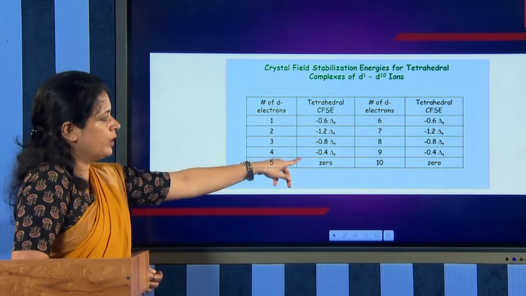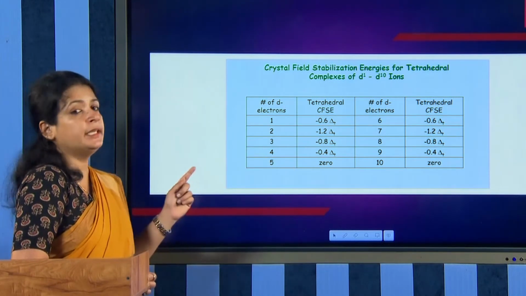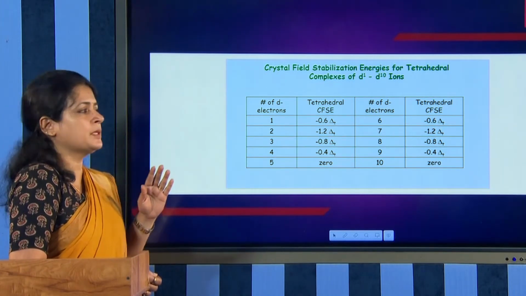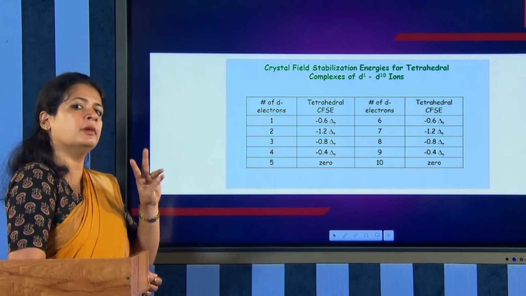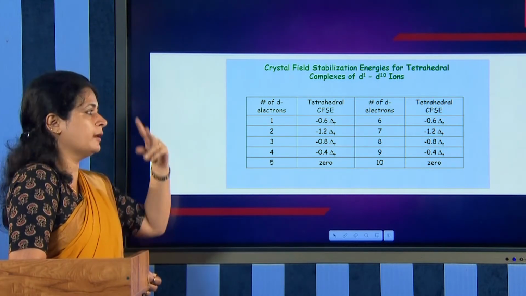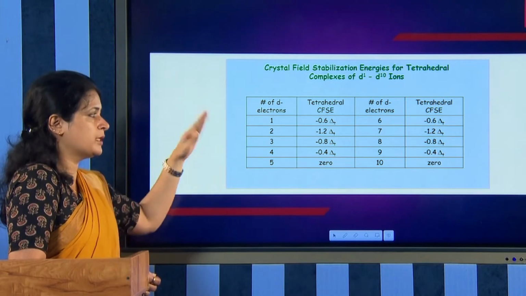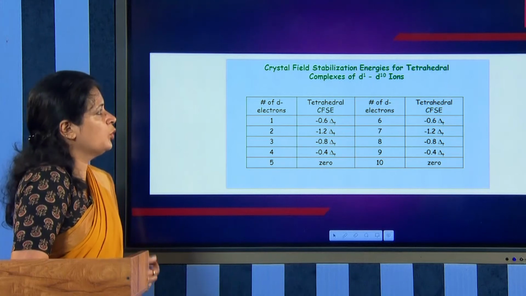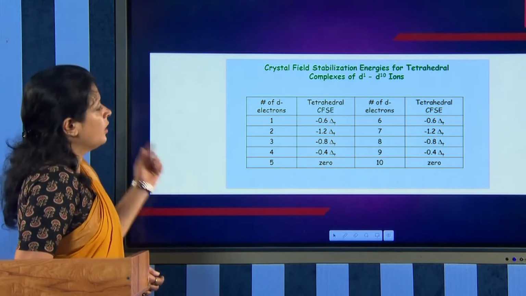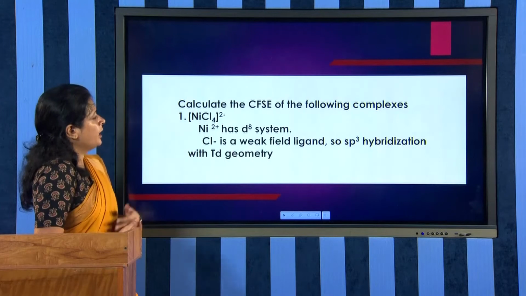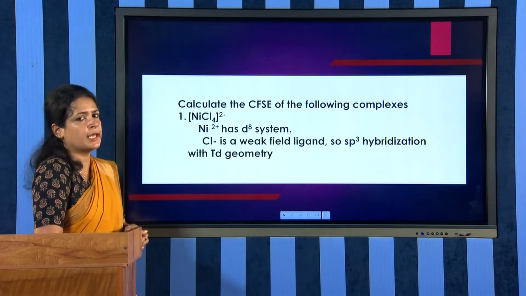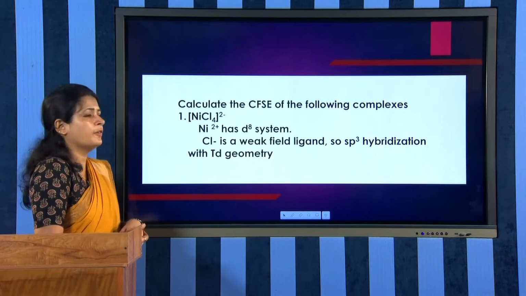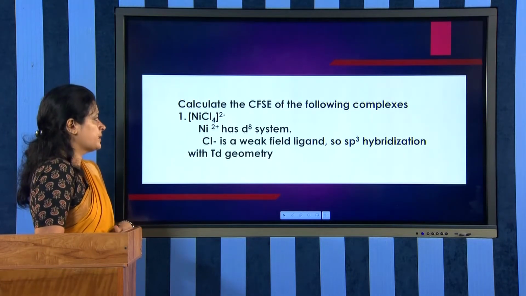And also when we look at the CFSE of d10 complexes, we have 10 electrons in the d orbitals, 4 electrons in the E orbitals and 6 electrons in the T2 orbitals, and after summing up you will get the answer as 0. And this is how you can calculate the CFSE of tetrahedral complexes. And now you can take the examples. See how to calculate the CFSE of NiCl4 2 minus.